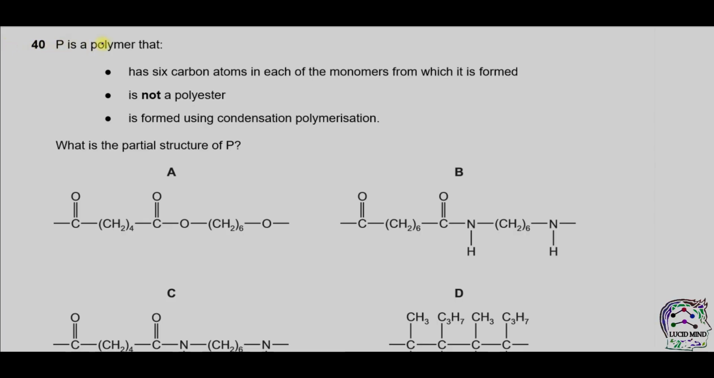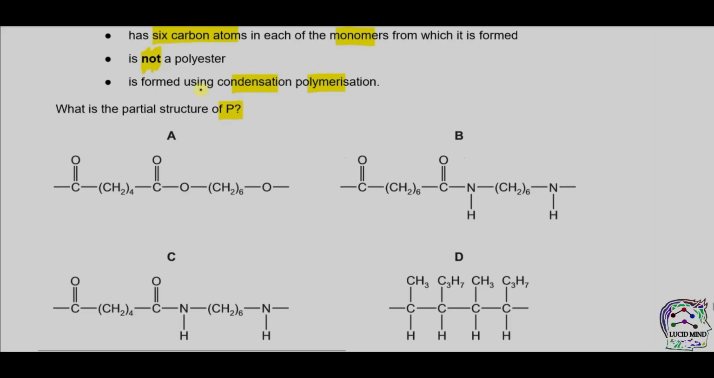Question 40. P is a polymer that has 6 carbon atoms in each of the monomers from which it is formed, is not a polyester, and is formed using condensation polymerization. What is the partial structure of P? Let's look into the first option. It must have 6 carbon atoms in each of the monomers. Now we can divide this into 2 monomers. We can divide part B into 2 monomers, C into 2 monomers and D into 2 monomers.